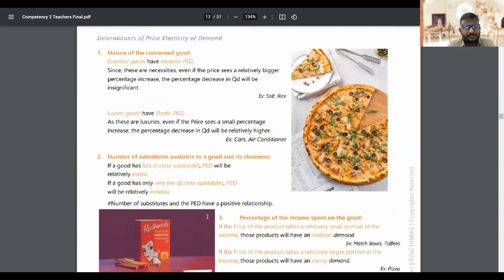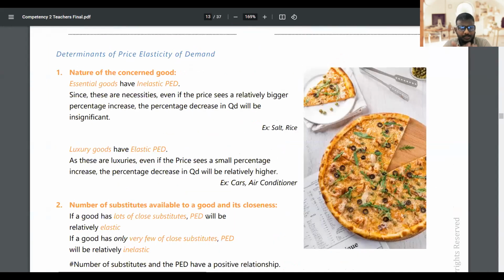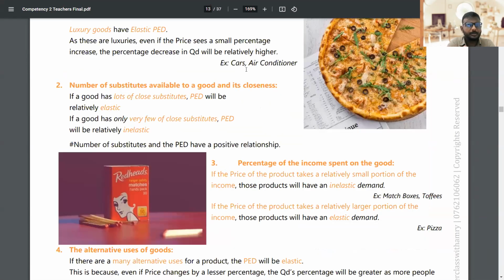So as you can see, the answer to the question is here, determinants of price elasticity of demand. And what I was asking is, do you just write down nature of the concerned good, or do you write down the description also? If it's essential, it's inelastic. If it's luxury, it's elastic. What do you think? Do you just write down number of substitutes available, or do you write it down and then go and describe it?